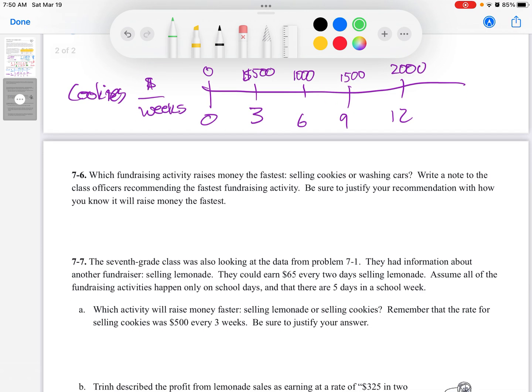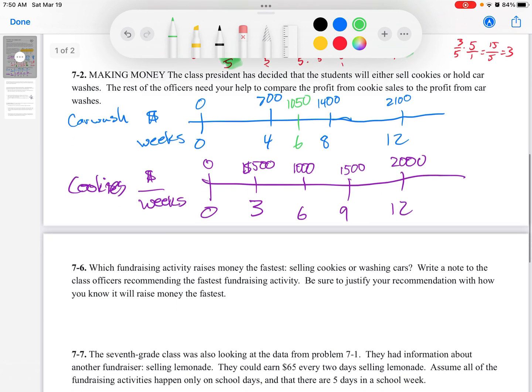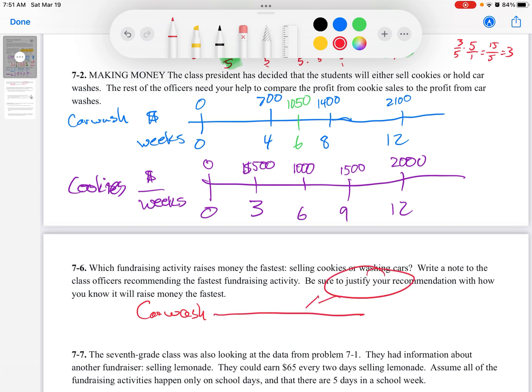Which fundraising activity raises money the fastest? Selling cookies or car washes, right? Well, write a note to justify your answer. Which one will be best? Just put a quick note that what? Car washes are better. Why? Car wash, and then you explain. Justify that, right?